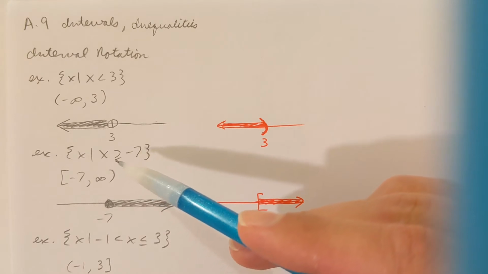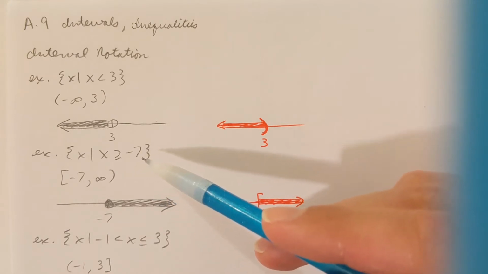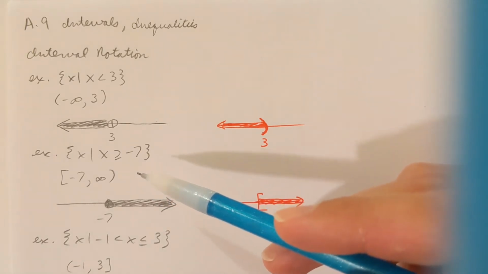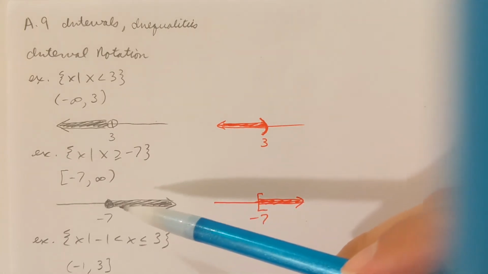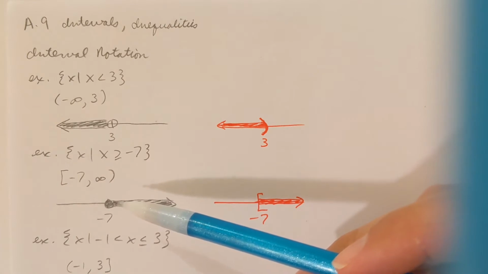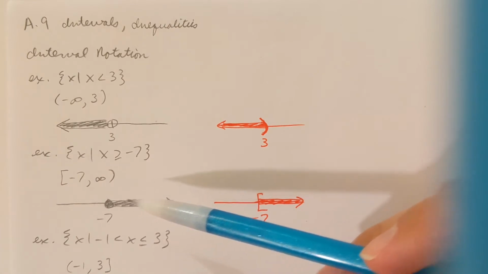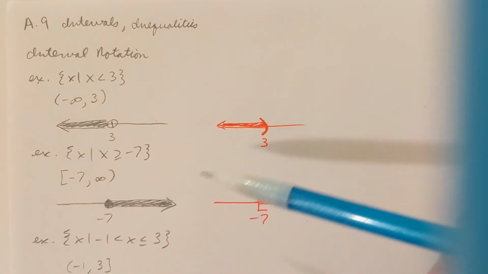Set of all x such that x is greater than or equal to negative 7 means that as an interval, I'd write negative 7 to infinity. And I'm including negative 7, so I'd want to include negative 7 in my answer if I were to graph on the number line.